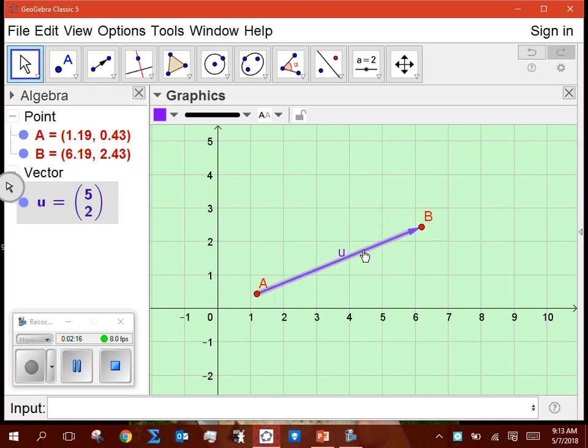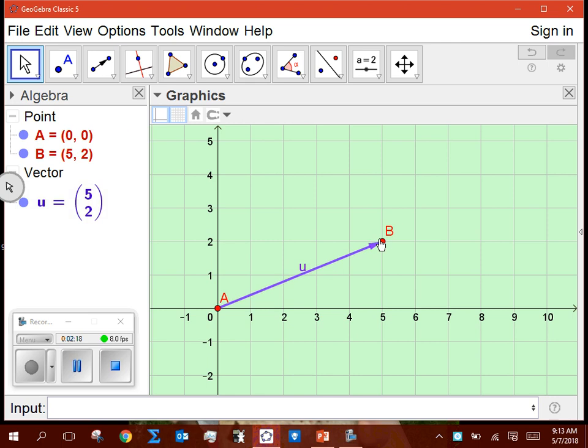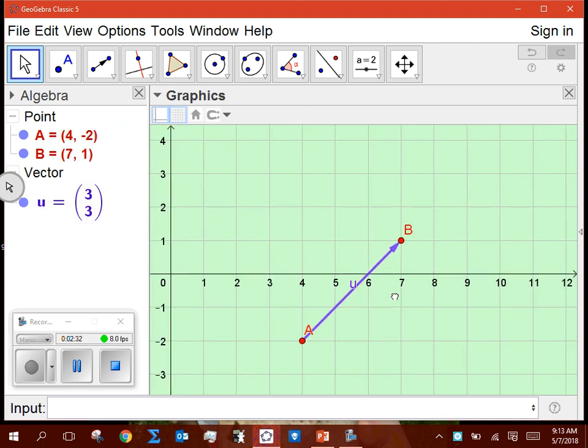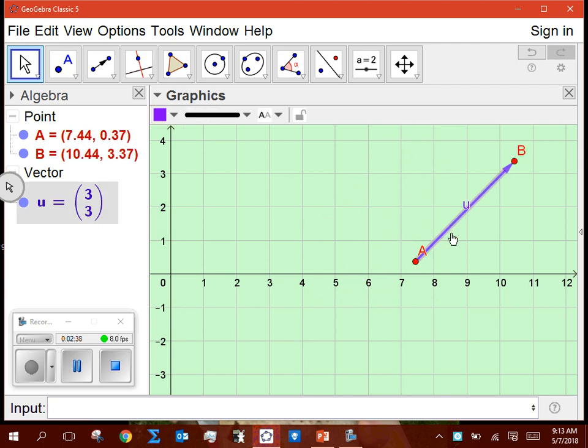Something to see, maybe the direction: that one would be a length of what? 3 radical 2, and it has a direction of 45 degrees. Would you guys agree with that? Right there, it still has a length of 3 radical 2 and a direction of 45 degrees. Always going to be the same length and direction, no matter where.